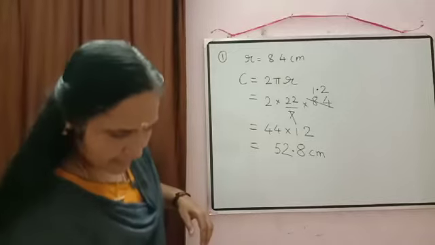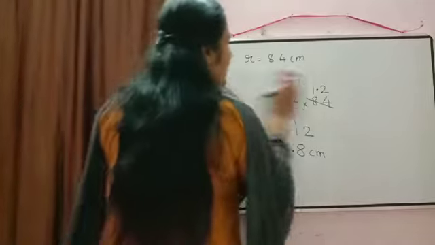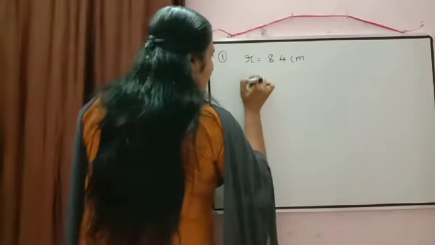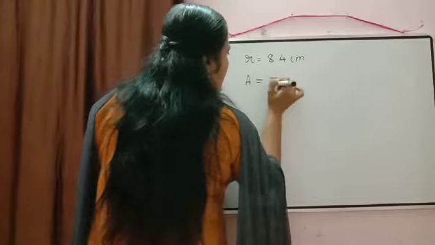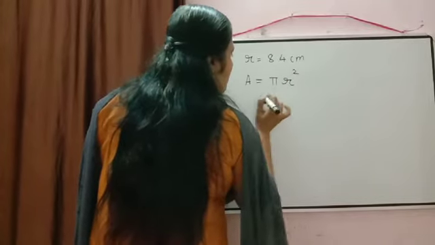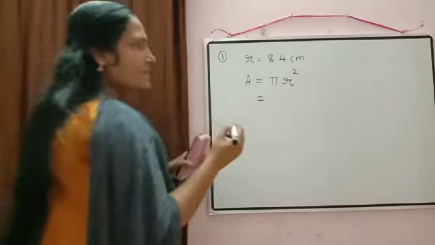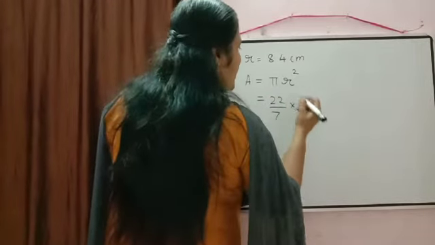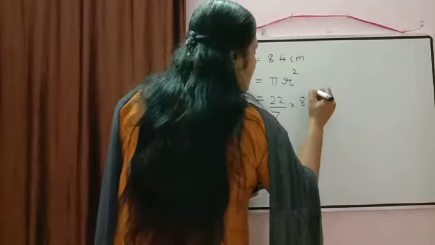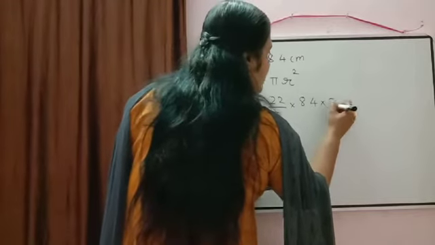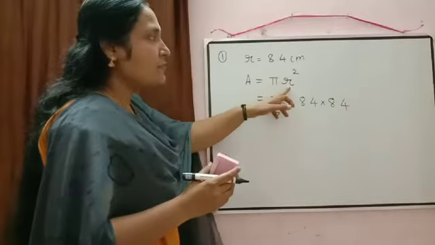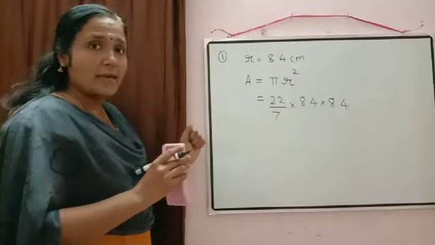Now we'll calculate the area. Again we can write down the formula. What is the formula for area? Yes, area is equal to pi r square. Again we'll substitute the value. Then it will be equal to 22 by 7 into 8.4 square, meaning we have to multiply 8.4 two times. It doesn't mean that we have to multiply 8.4 and 2.